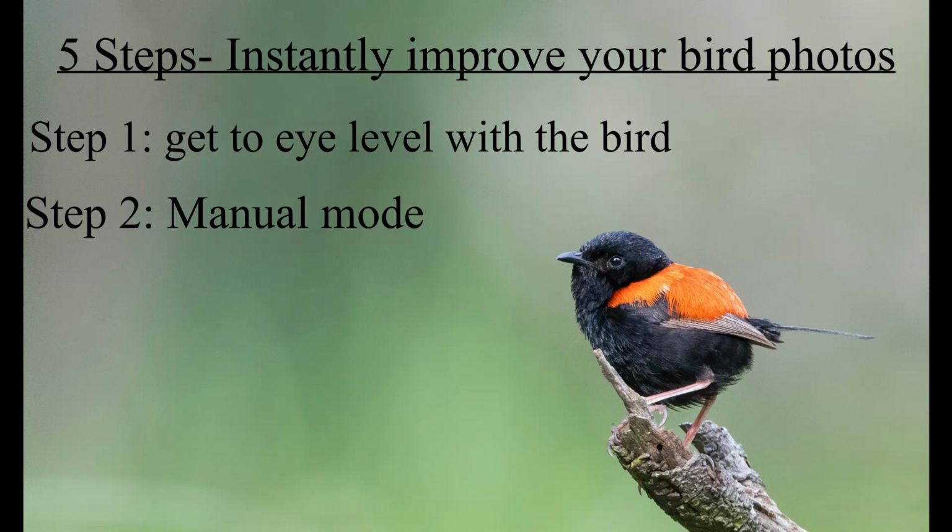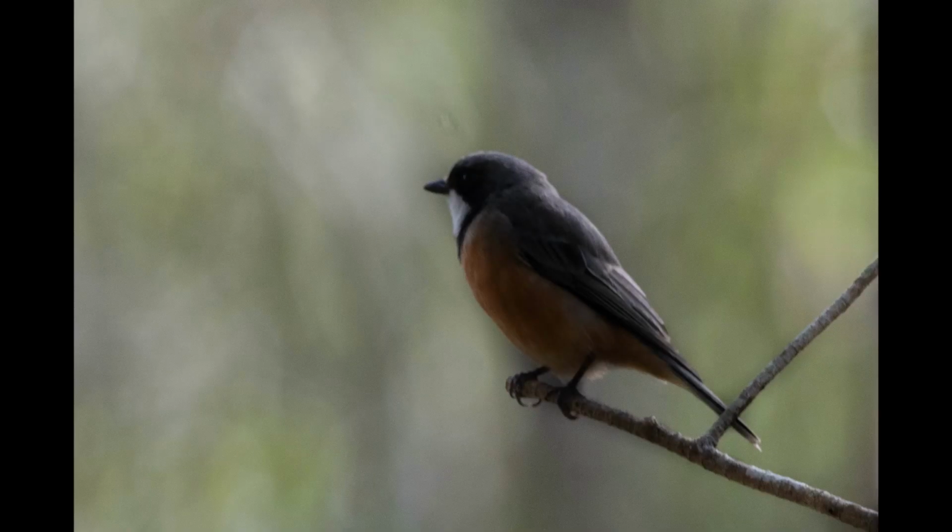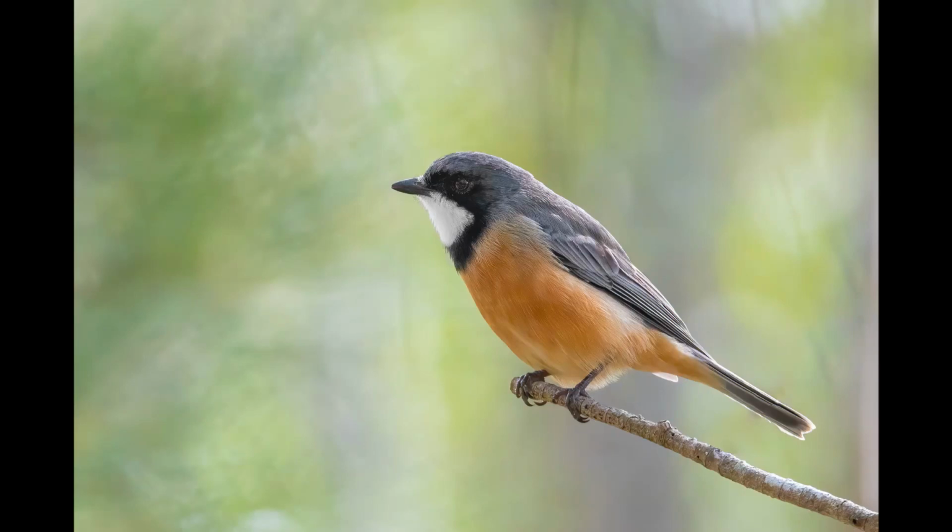Step 2, move to manual mode. Manual mode just lets you choose the settings instead of letting the camera choose what the image looks like. In this example of a whistler, you can see that the camera exposed for the background because the background is taking up the majority of the image. However, we want the camera to expose the bird and not the background. In this example, you can see that the bird is nice and well exposed and the background is nice and bright.